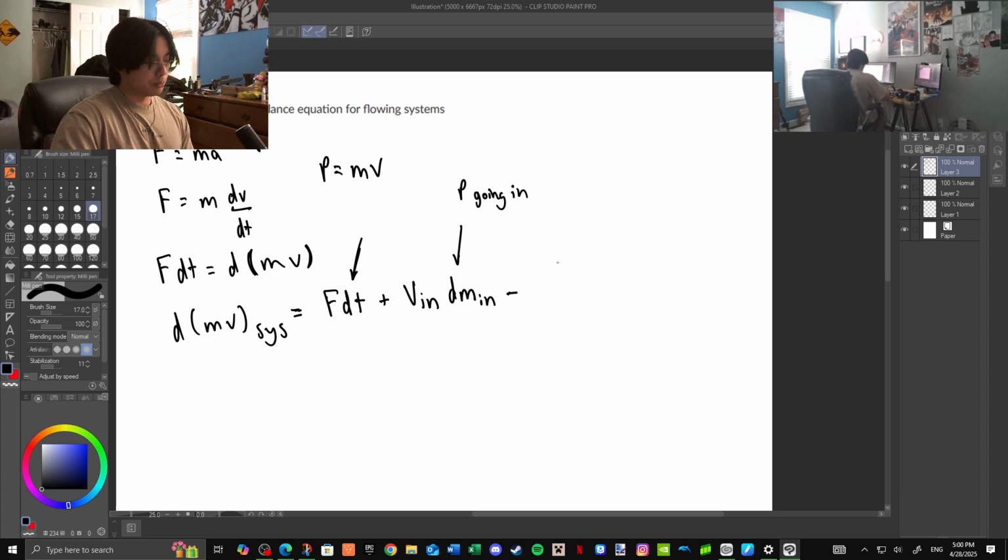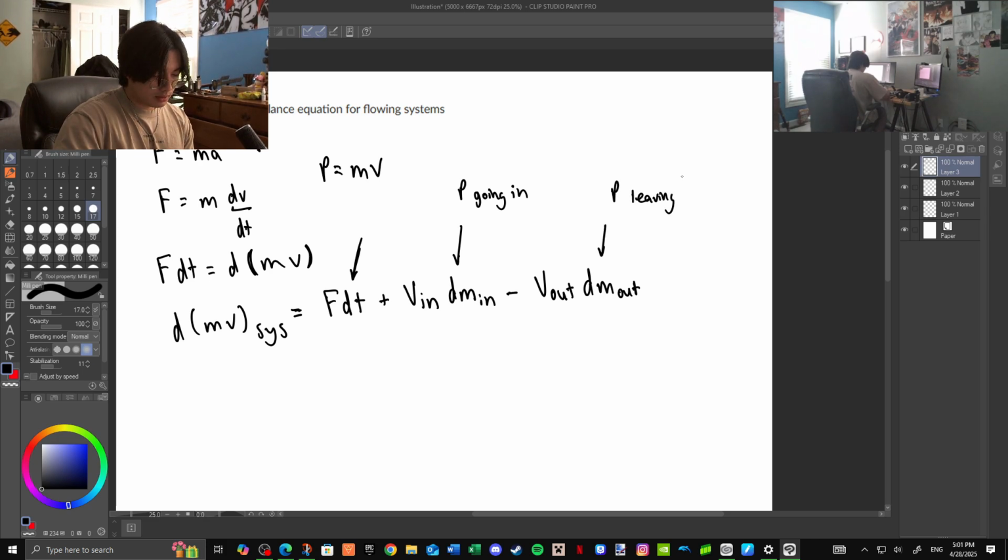And naturally, there will also be momentum going out of the system. So that's basically the same thing, but instead of v in, it's v out times the d of m, or the d of the mass going out. It's d of m because, again, mass is not a constant in this case. And so this is p leaving the system, right?